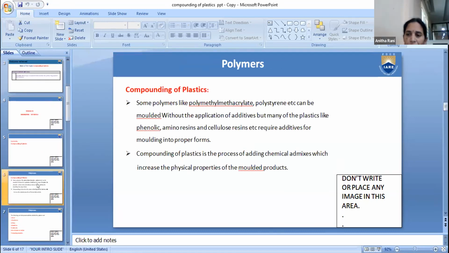Okay, listen now. I think everybody knows the difference between thermoplastic resins and thermosetting resins. Now, next topic is compounding of plastics. See students, some polymers like polystyrene and polymethyl methacrylate can be molded without application of additives, without using any ingredients. But many of the plastics like phenolic or amino resins and cellulose resins require additives for molding into proper forms.